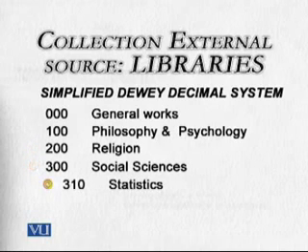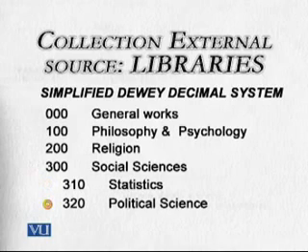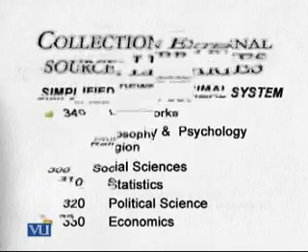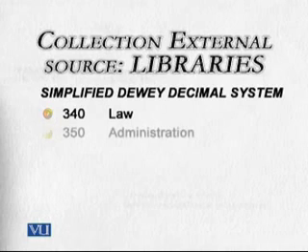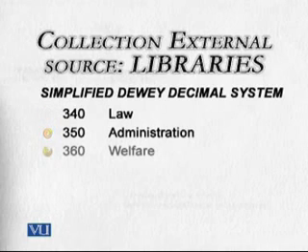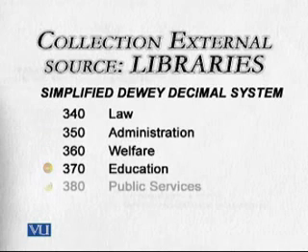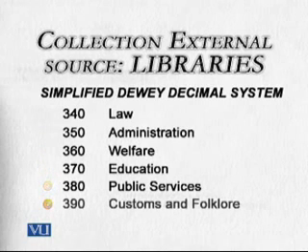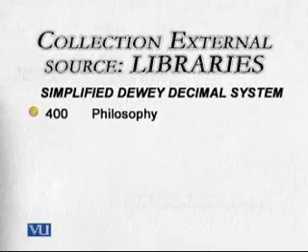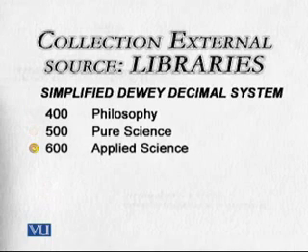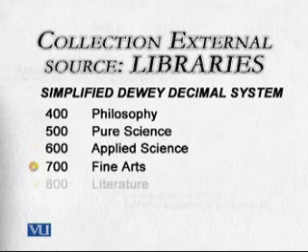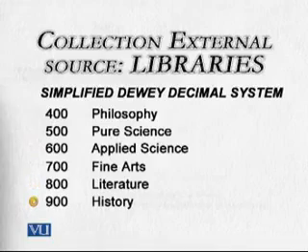And then you have subsections of 300, like 310 is statistics, 320 is political science, 330 is economics, 340 will be law, and 350 administration, 360 welfare, 370 education, 380 public services, 390 customs and folklore. And then comes 400, which is philosophy, and 500 pure science, 600 applied science, 700 fine arts, 800 literature, and 900 history. So this is how you can find books from the library yourself.